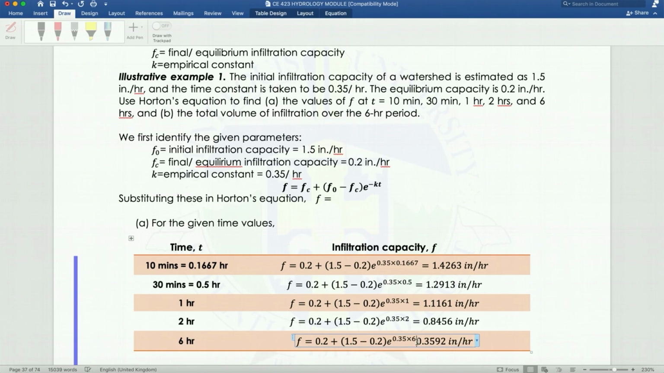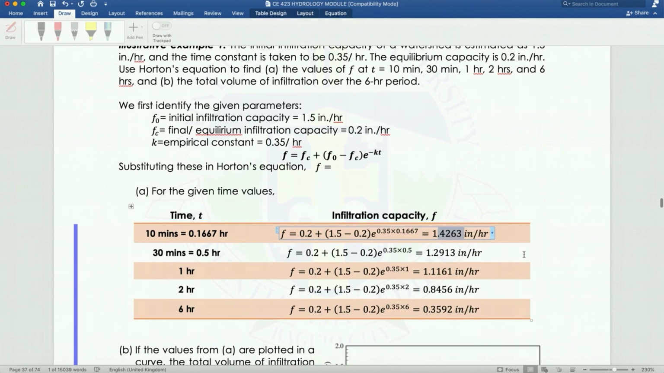Take note. Okay, so take note that if you're going to observe, habang patagal ng patagal yung time natin, the infiltration capacity decreases. Okay, so nababawasan yung infiltration capacity natin. Because, like what we have said in our earlier discussion, the voids are already being occupied. Okay, so kaya bumabagal yung infiltration. And due to compaction din. Okay, now that is only for letter A.